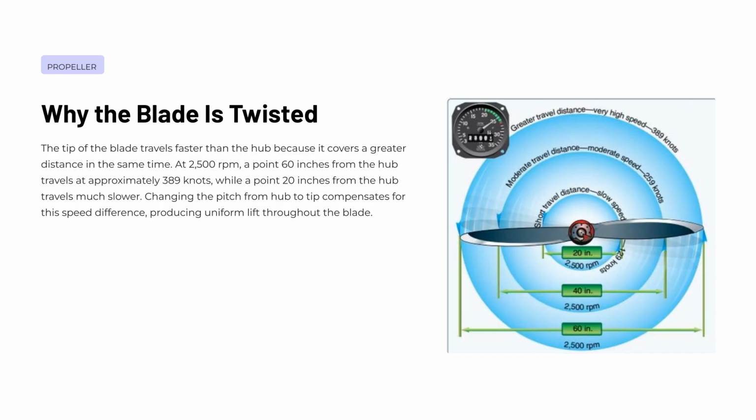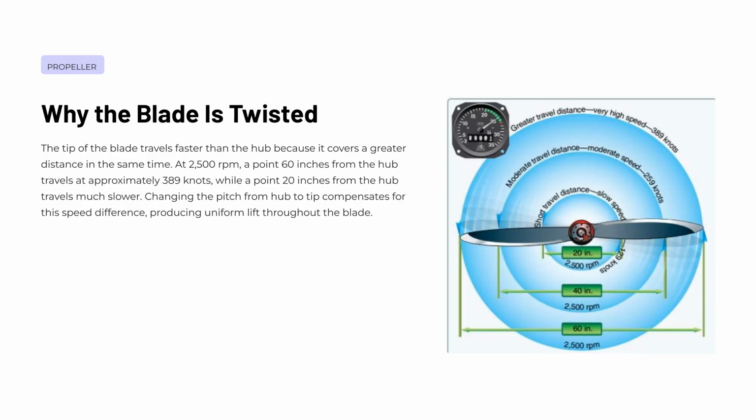At 2,500 RPM, a point 60 inches from the hub is traveling at approximately 389 knots, while a point only 20 inches from the hub is moving at a fraction of that speed. If the blade had a constant pitch angle from root to tip, the sections near the tip would be operating at a very different angle of attack than those near the hub, resulting in uneven and inefficient lift production across the blade.